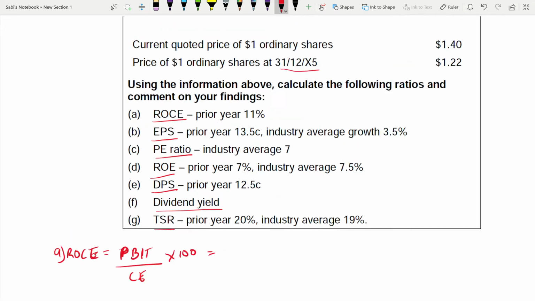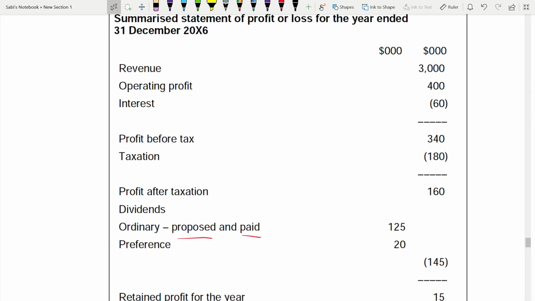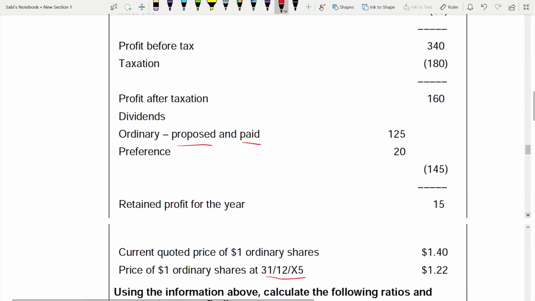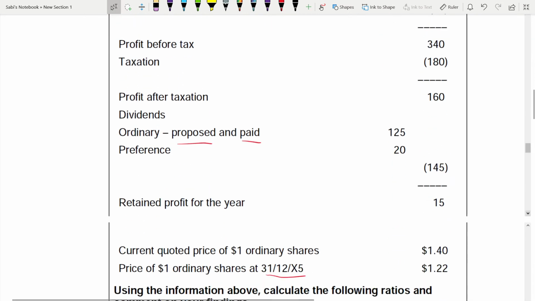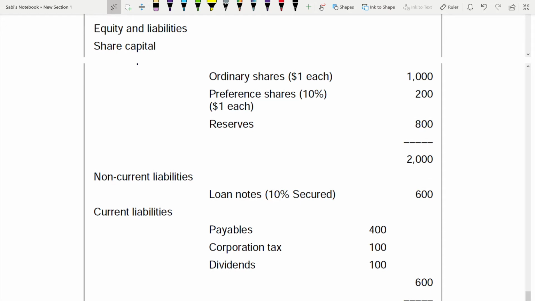What is the profit before interest and tax? That is your operating profit. You have to go and check the operating profit, which is 400. If you can see here, 400. So 400 divided by capital employed. Capital employed, what we learned? You have to go to the balance sheet. Your share capital plus reserves plus non-current liabilities. That means 2000 plus 600.